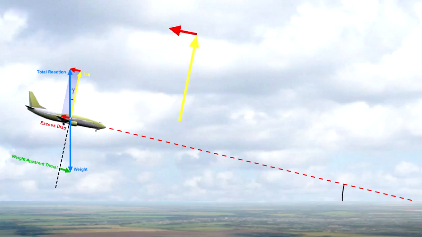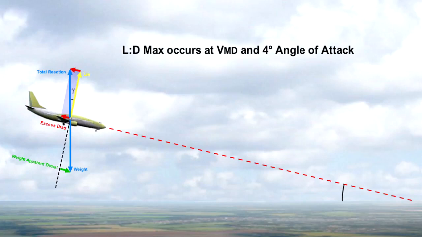A typical modern jet has a maximum lift-drag ratio of about 19. Where this ratio reaches its maximum value, the angle gamma will be at minimum. The lift-drag ratio reaches its maximum value at 4 degrees angle of attack and at the speed VMD. Therefore, VMD is the speed for the minimum angle of descent or the minimum glide angle. VMD is also known as the speed for LD max.